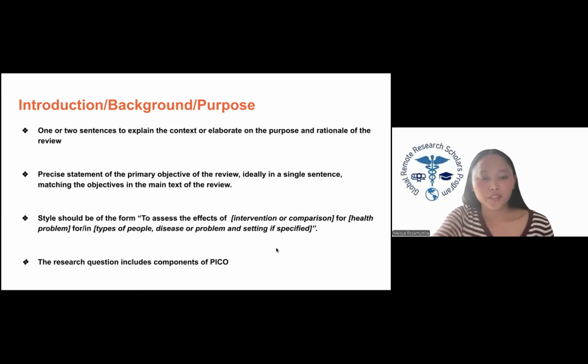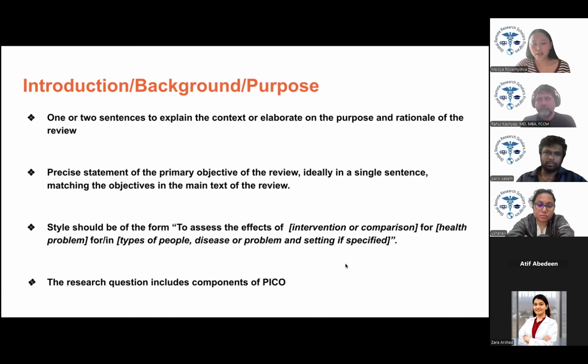Now, moving on to the introduction, background, or even purpose section of an abstract, the first component of an abstract. It should be 1 or 2 sentences, sometimes 3 sentences, and should explain the context or elaborate the purpose of the review. The primary objective of the review should be described in a single sentence and should be precise enough to describe the objective of the main text of the review. And they should match. So for example, if your objective was to analyze the impact on mortality in diabetes mellitus, it should match the main text of the review.